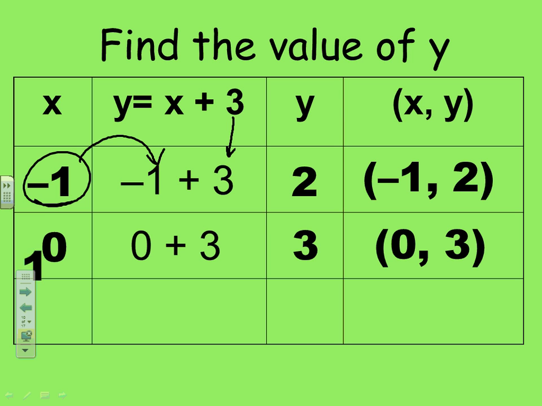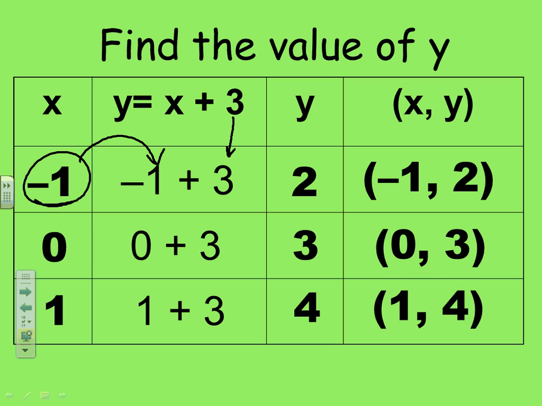Finally, I have 1 as my x value. I'm going to substitute that 1 in for x. And I have 1 plus 3, and that gives me 4. And so now I have the coordinate point 1, 4.